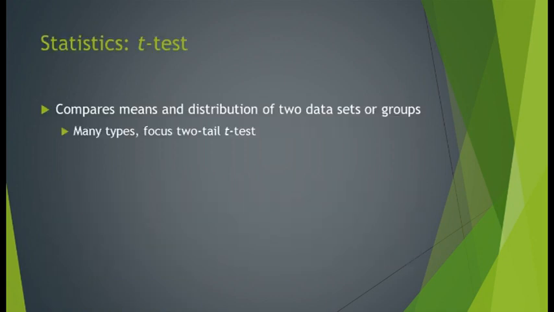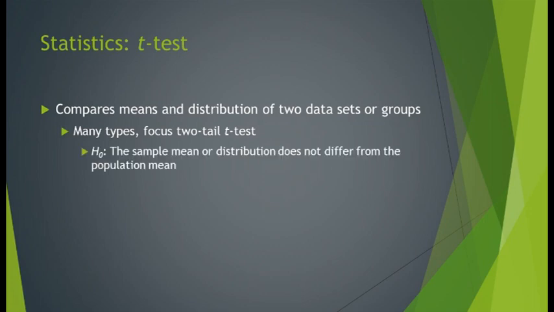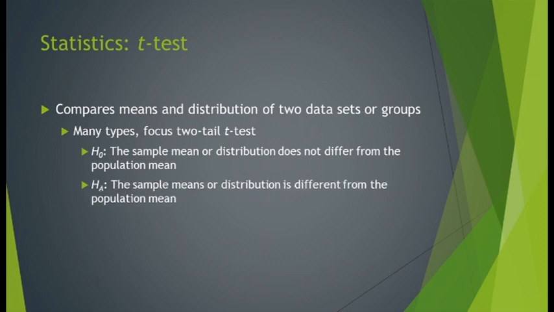The next test will be a t-test. Again, this compares the means and distribution of two data sets. As with many of the topics we're covering, there are various types of t-tests, but we're going to focus on the two-tailed t-test. Remember, the null hypothesis is that there is no difference between the means and distributions, while the alternative hypothesis is that there is a difference between the means or distributions.